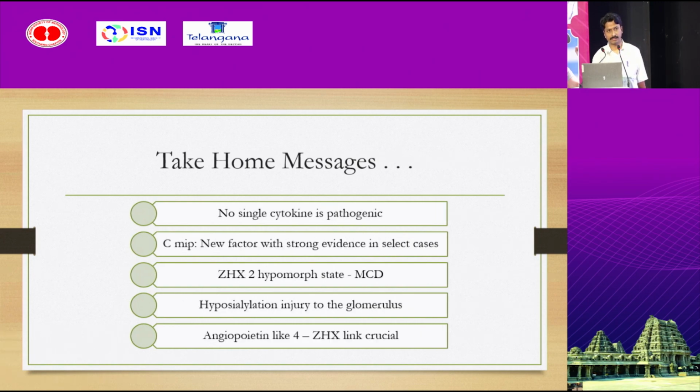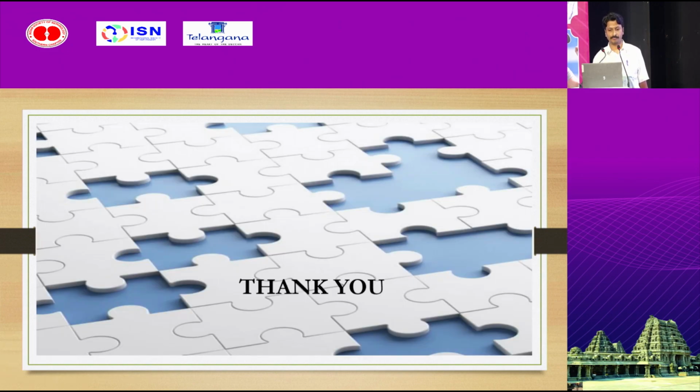And no single cytokine has been pathogenic. CMIP is coming up in a new way with a certain subset of MCD patients. And the latest advance, being at the molecular level, is the involvement of zinc fingers and homeobox proteins along with the hyposialylation injury to the glomerulus, which needs to be further elaborated. So we are yet to solve the complete puzzle in MCD, and further studies will definitely be required to understand the pathogenesis of MCD as of now.